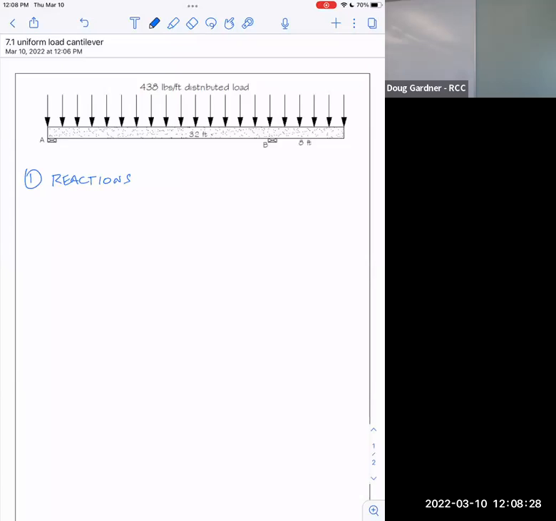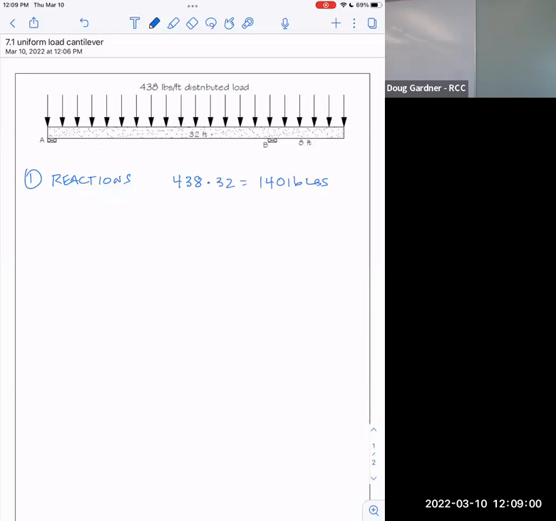So if I say 438, notice because this is a rectangular load, pounds per foot times 32 feet, then that's going to give me the sum force of all the weight up there. And so 438 times 32 is 14,016 pounds. And notice in this case, because it's rectangular, we know it's exactly in the middle. So that isn't that hard to locate.